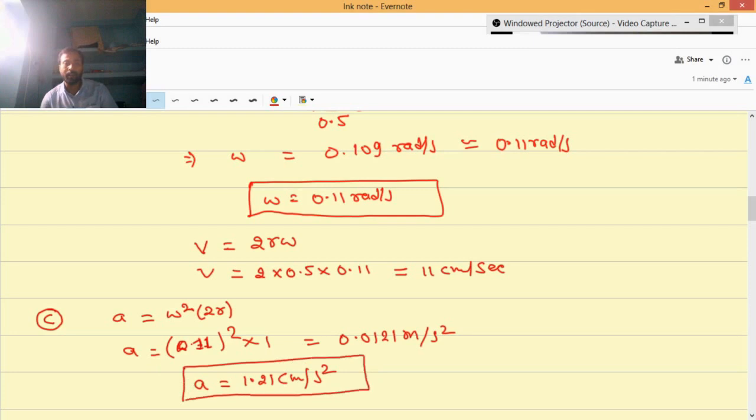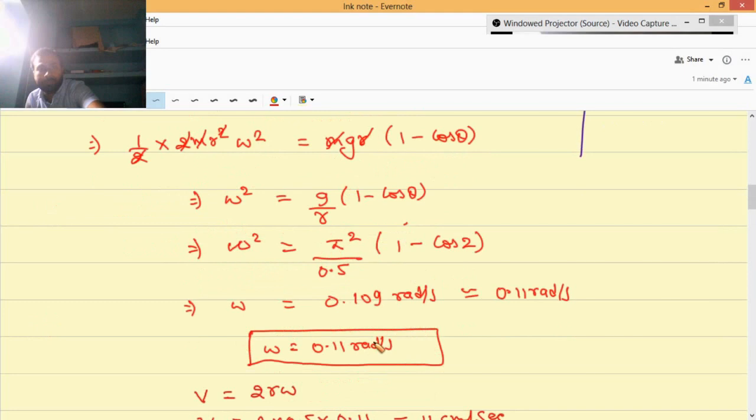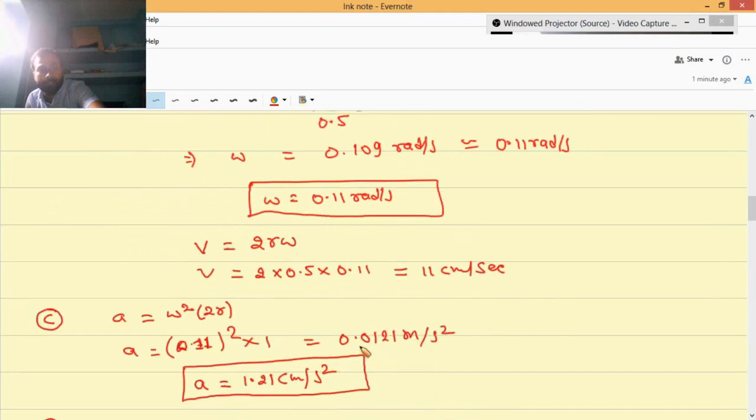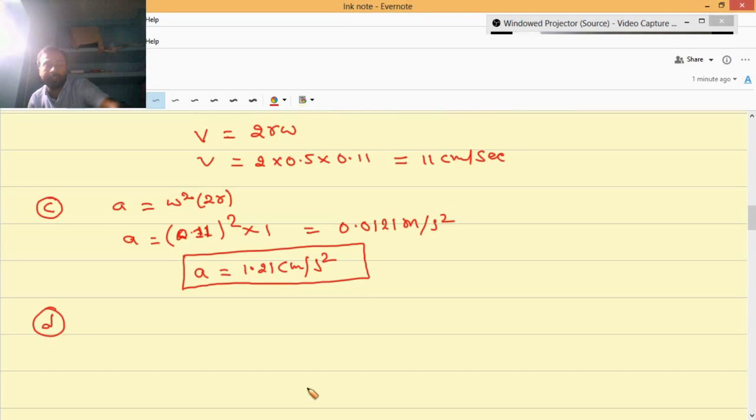So in this way we have evaluated the acceleration at the mean position, and this acceleration is because of the centripetal force which is acting towards the center. So in this way we finish the third part, or the C part.